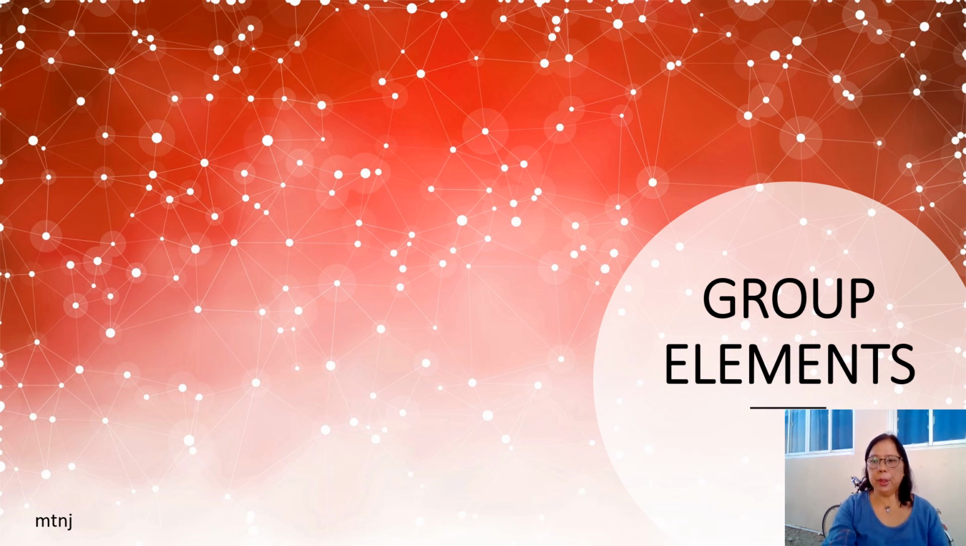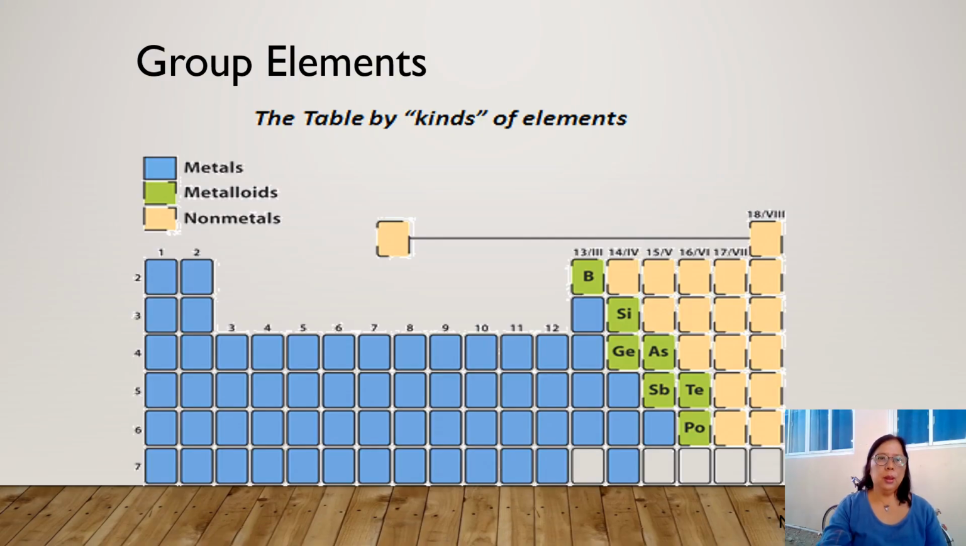But for the first part of our discussion, we have to focus more on the cations, or these are simply some of the group elements in the periodic table. So how are the group elements in the periodic table classified? They could be classified according to their nature as a metal. So we have the elements that are considered as metal.